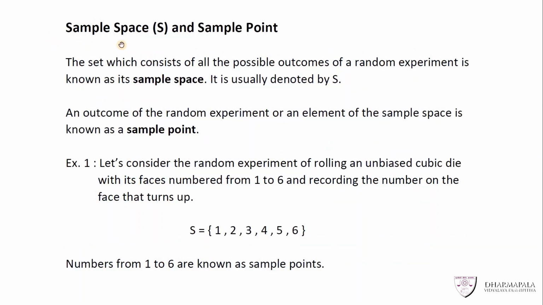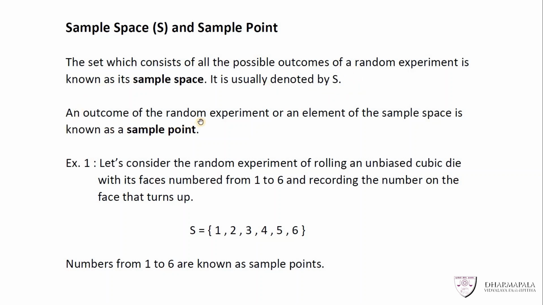Next we have to discuss sample space and sample point. The set which consists of all the possible outcomes of a random experiment is known as its sample space. We know in a random experiment all the possible outcomes are known. So the set which consists of all the possible outcomes of a random experiment is known as its sample space. Normally it is denoted by capital S.